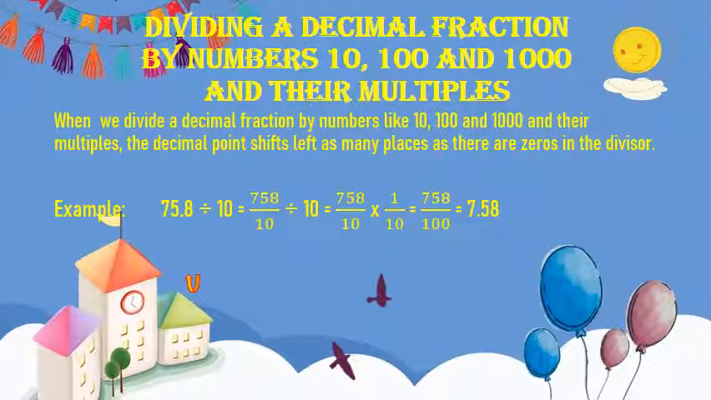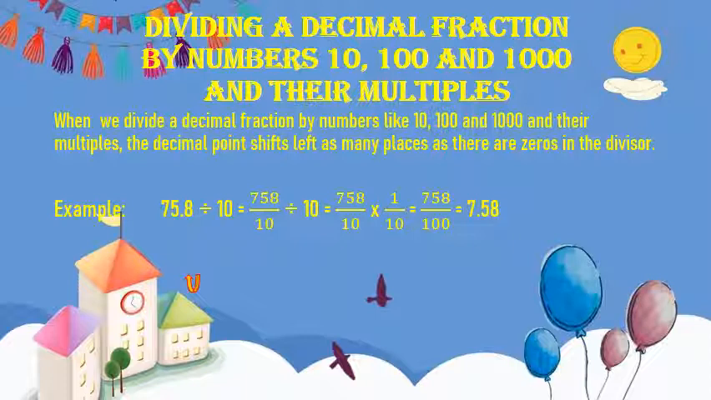In this example, we are dividing 75.8, which is a decimal fraction, by 10. Now children, we can write 75.8 as 758 upon 10, divided by 10. Now we will put the multiplication sign and then we will write the reciprocal of 10, that is 1 by 10. So 758 by 10 multiplied by 1 by 10 is equal to 758 by 100. And now it can be written as a decimal fraction, equal to 7.58.